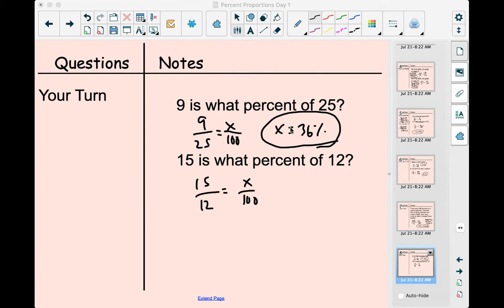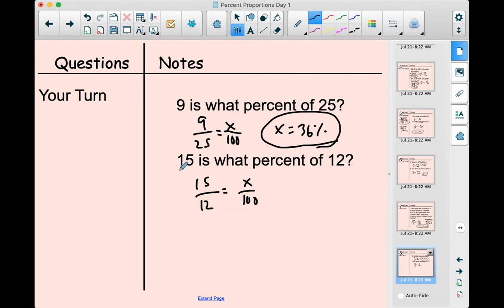Now, people get in kind of a bad habit. As soon as we start working with percent problems like this, people want to put a percent sign after all of their answers. Remember, a percent sign is only appropriate if it's the percent that we're finding. If you're finding the part or the whole, please do not put a percent sign on those.